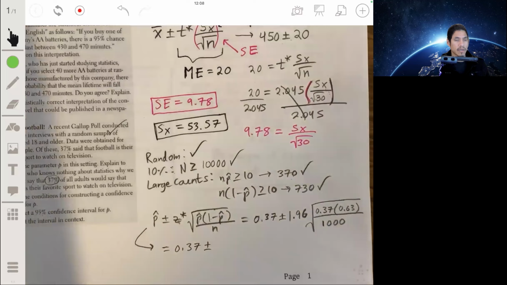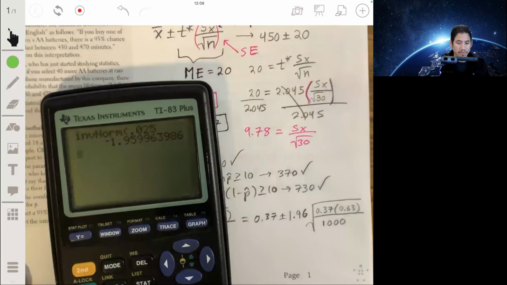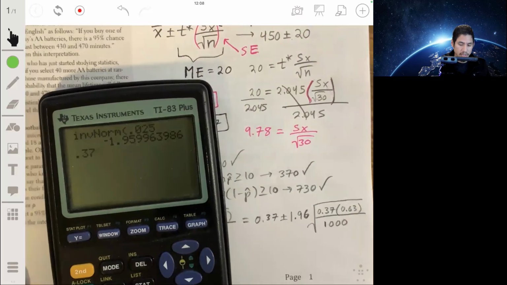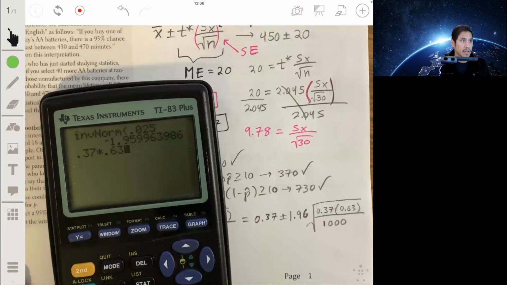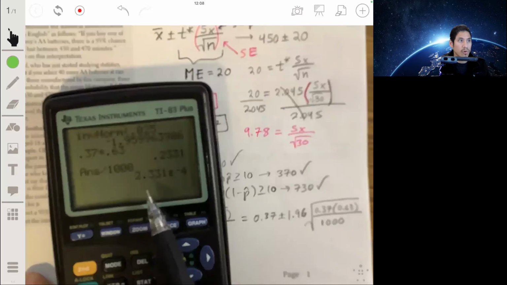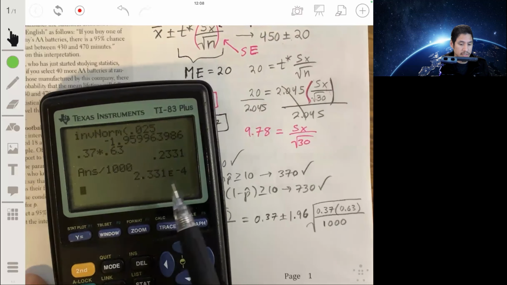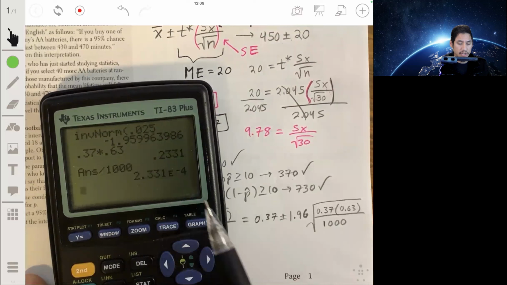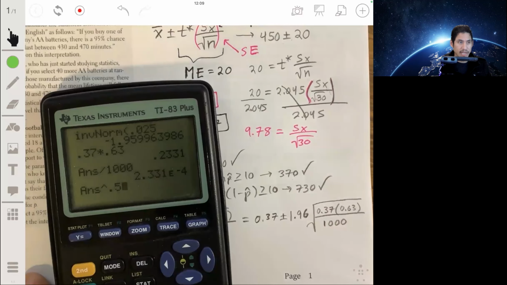So let's do this all carefully in our calculator. I would work from the inside out. So I would go 0.37 times 0.63, 0.2331 is on top. Divide that by 1,000. I'm gonna get this. This is the same as 0.00023. This is just scientific notation, so it just means that 2 gets moved over 4 spots to the right. But you don't even have to worry, because if you just know to take the square root of this, which is the same as raising this to the 0.5, that'll take care of that.